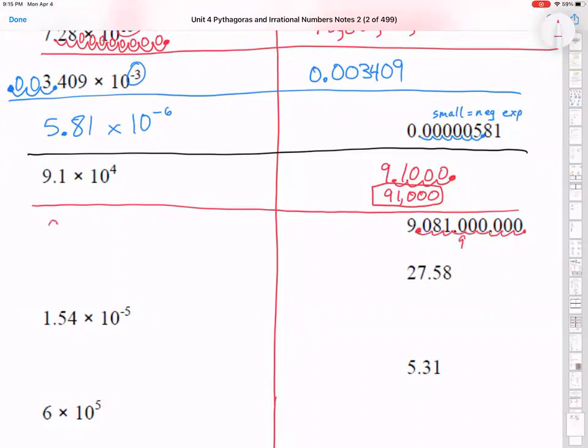And so we ended up then with 9.081. Don't need the other zeros, that's fine. Times 10 raised to the 9th power. Again, it's a positive 9 because I began with a really big number.